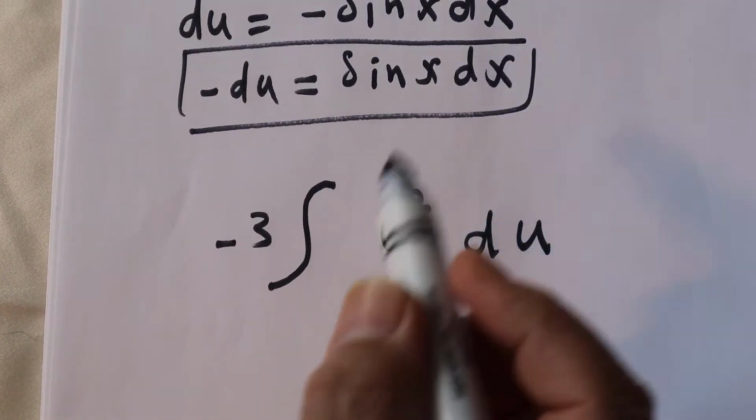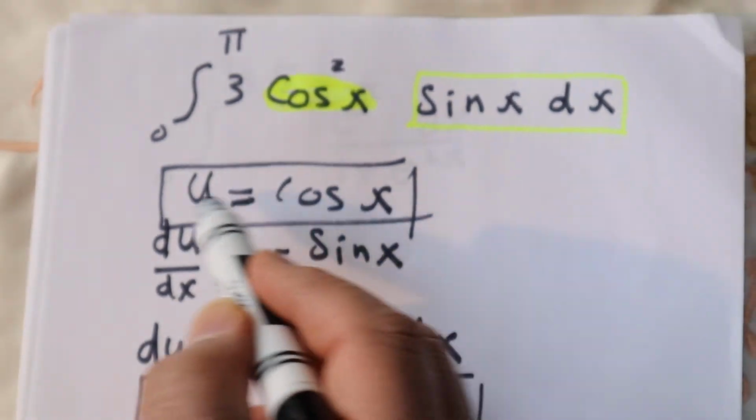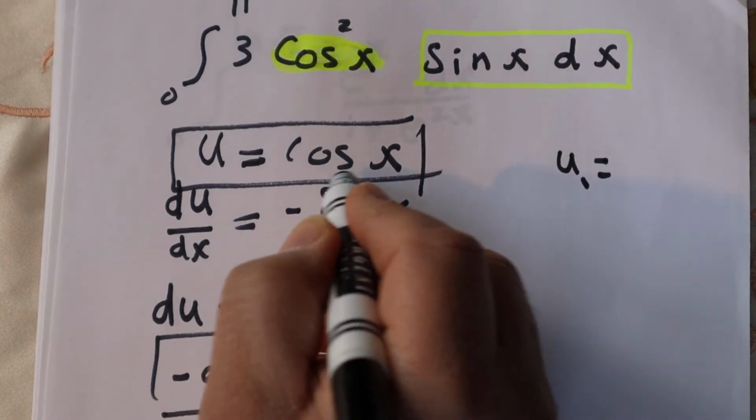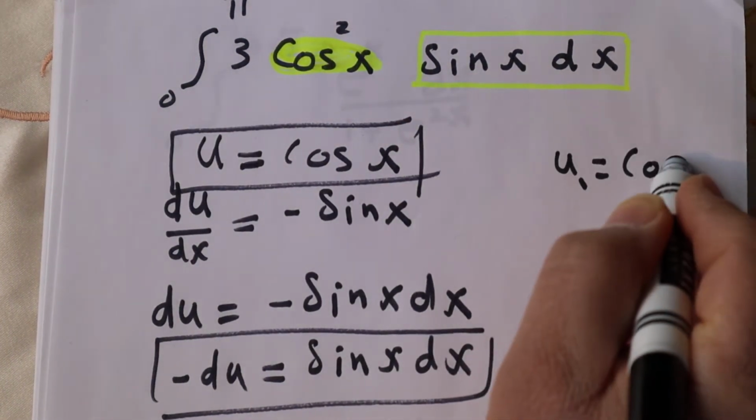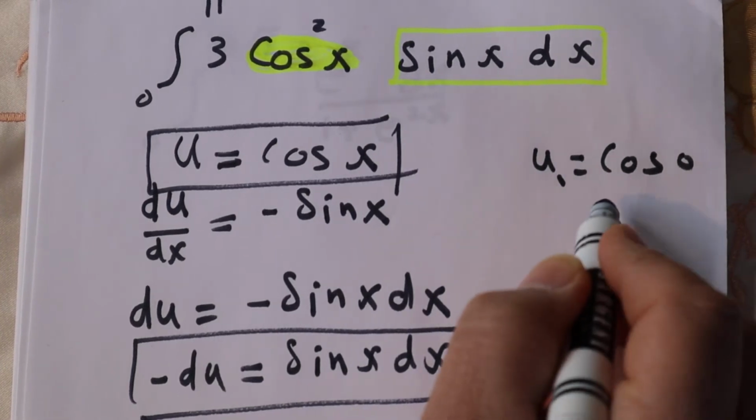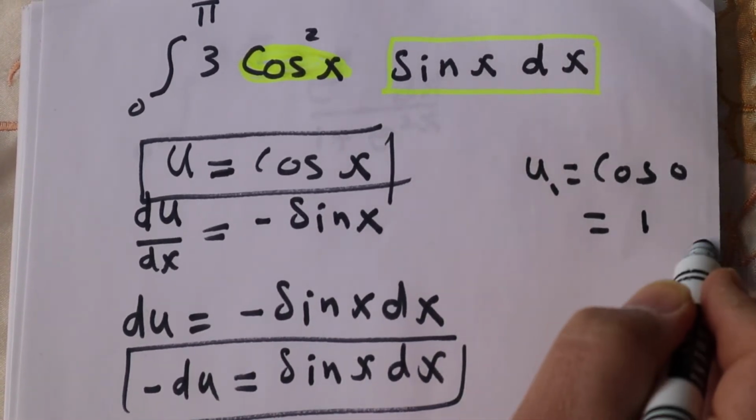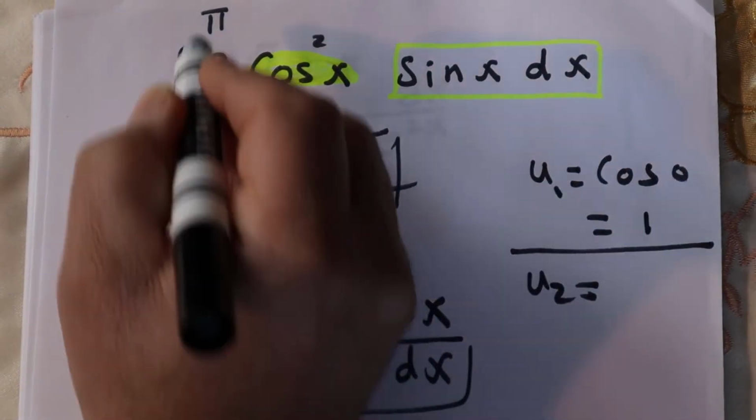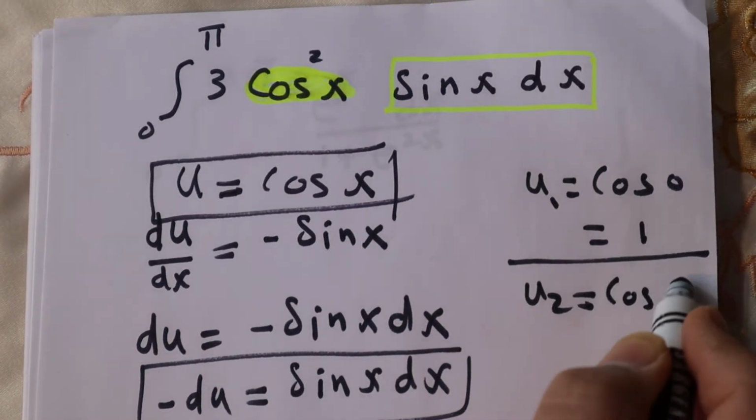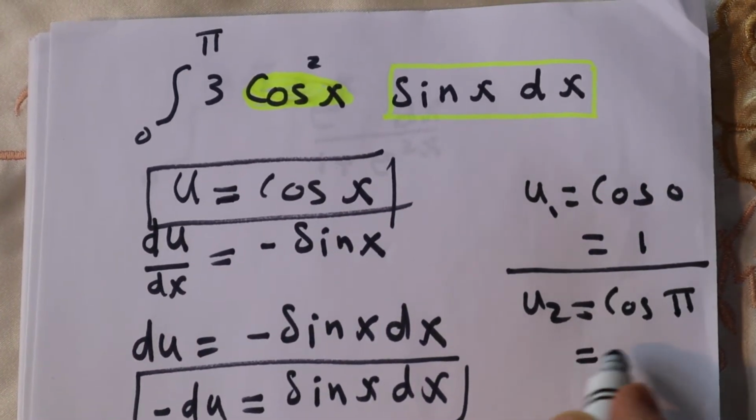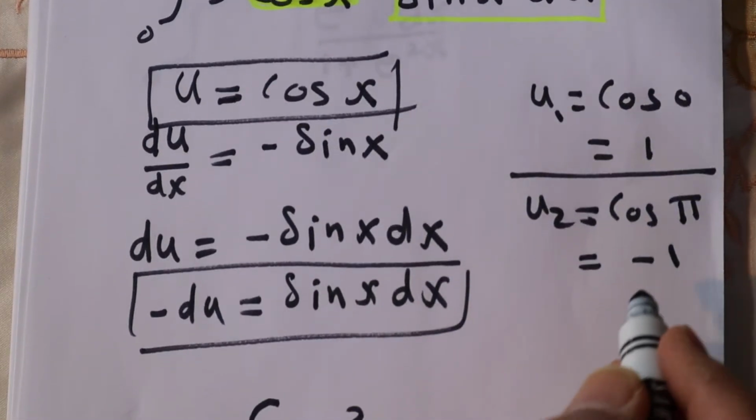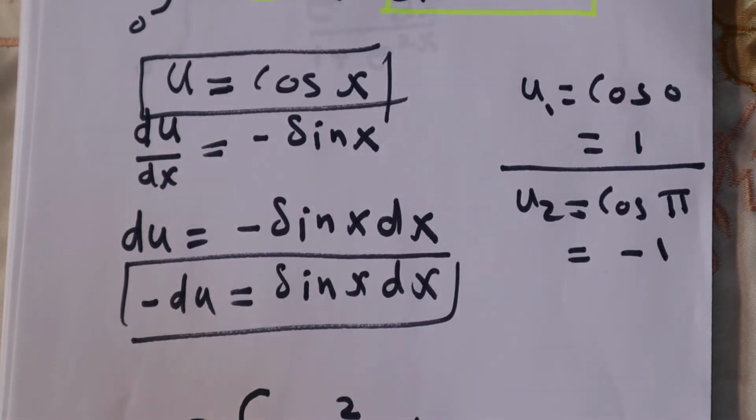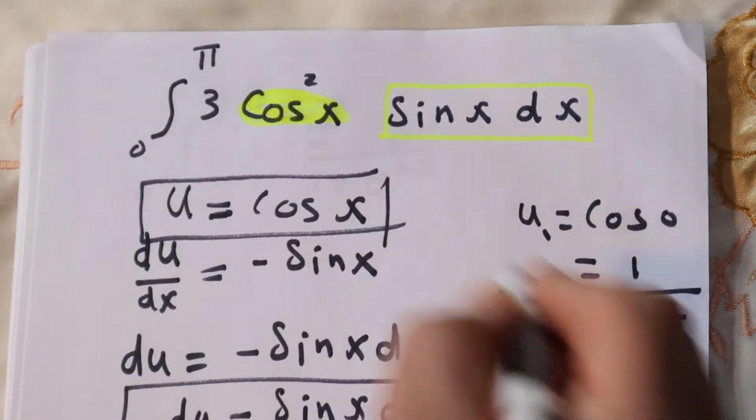To find the new bounds, we need to plug in 0 and pi for the value of u. So here is u1. It will be cosine 0, and as you know, cosine 0 equals 1. And to find u2, we plug in pi. So cosine pi equals negative 1. So the new bounds will be, instead of 0, replace with 1, and instead of pi, replace with negative 1.